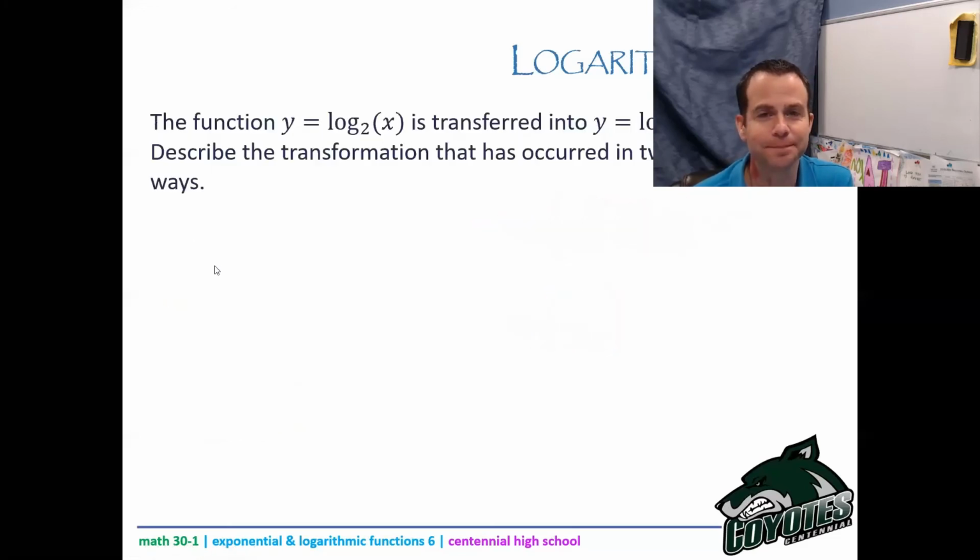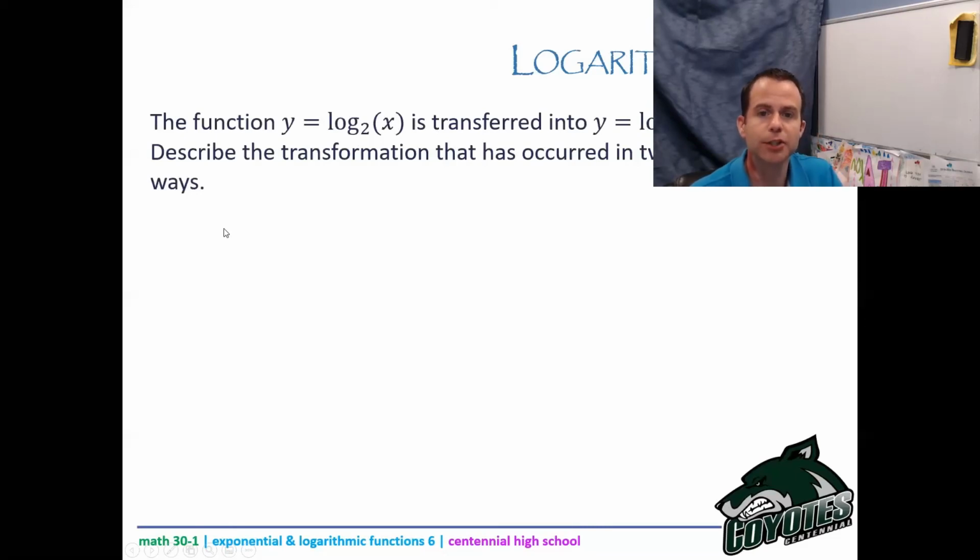Okay, the function y equals log base 2 of x is, I did it again, sorry. That should say transformed. Wow, I should proofread these before I go to video. But if I proofread them before I go to video, you guys wouldn't have a chance to laugh at my mistakes. So, you know, I'm doing this for you. That should say transformed, not transferred. I'll fix that for you. So the function y equals log base 2 of x is transformed into y equals log base 2 of 32x.